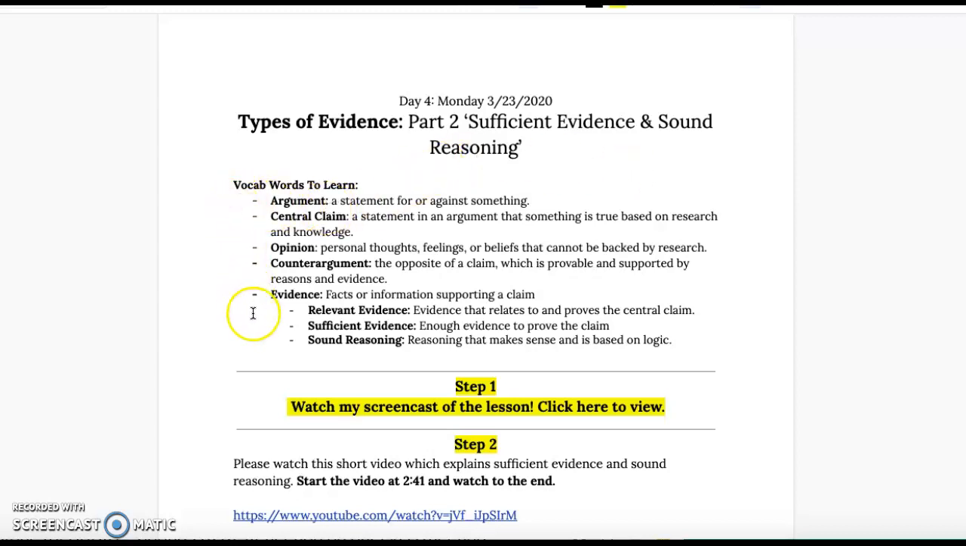So vocab to learn, here we go. Hopefully you've been looking at Quizlet and learning these already. An argument is a statement for or against something, and all arguments have a central claim to them.